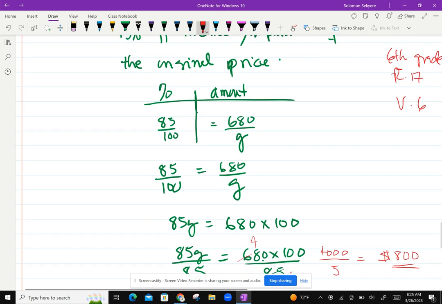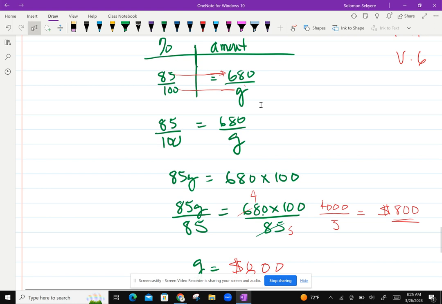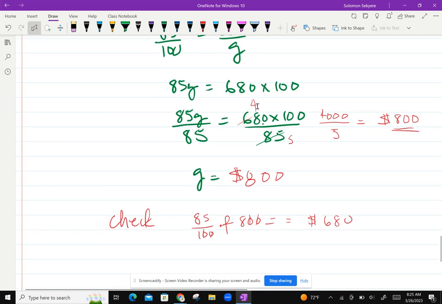So know your percentages, know your amount. 85, it's that one. So what was the original price? Original price and the 100, they go together. You cross multiply, right? How do you find your G? You divide both sides by your coefficient. So now you end up here with 680 times 100 over 85.